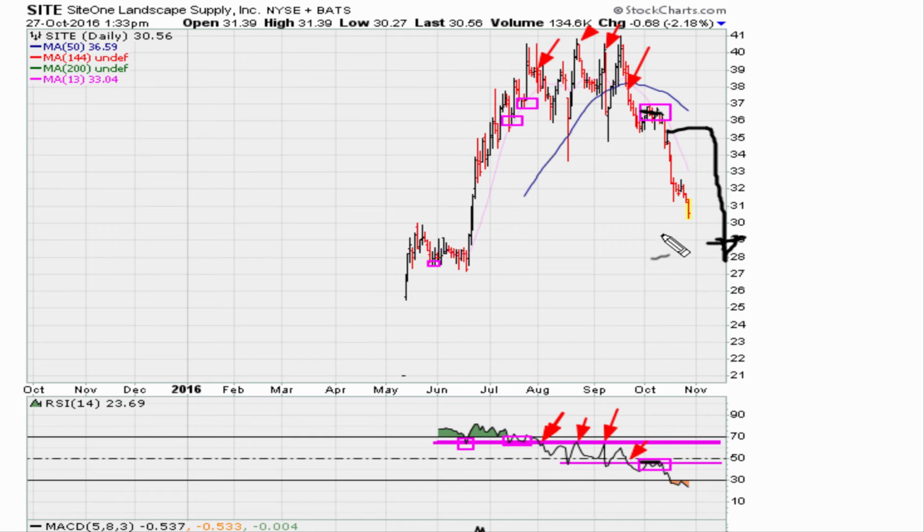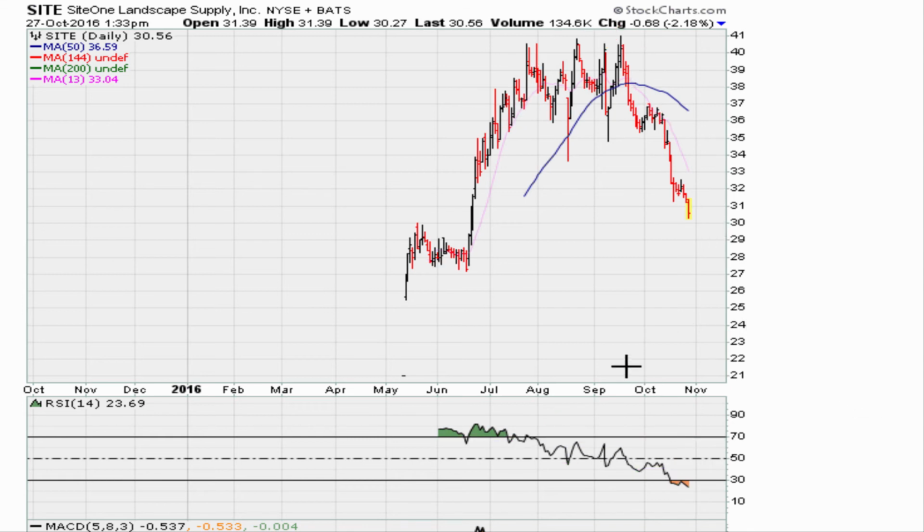Now keep in mind, the stock should remain under downside pressure as long as the daily RSI continues trading below 30.9. Again, some of the reasons that explain why the stock has been off the highs and is drifting lower.